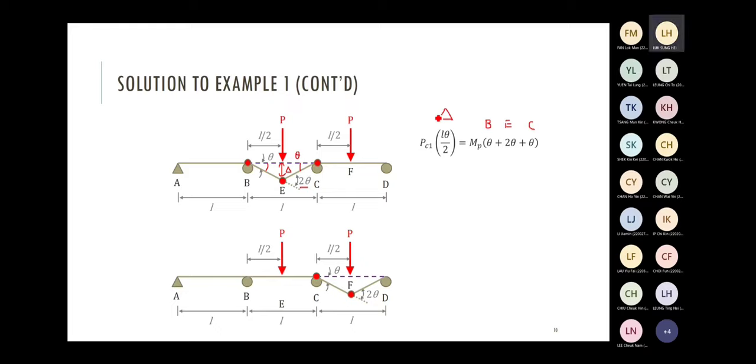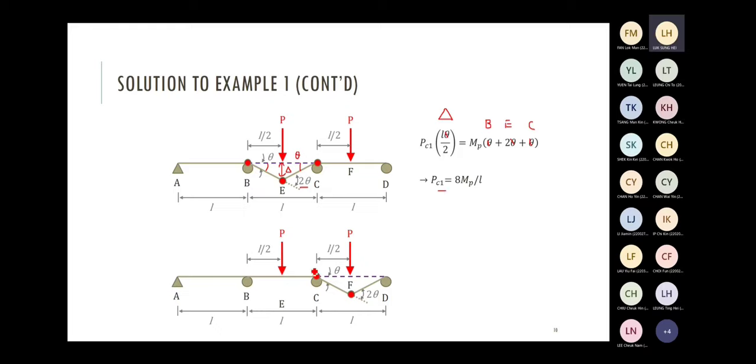So you can find out this equation, eliminate theta on both sides of the equation, and then set them equal. Then rearrange this equation a little bit, then you can find out PC1. I call this C1, case 1. If failure occurred within region BC, the corresponding load is equal to 8 MP over L. We do the same thing when failure occurred within region CD. We do the same thing again for this portion.